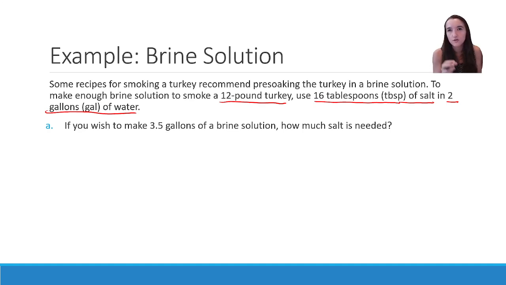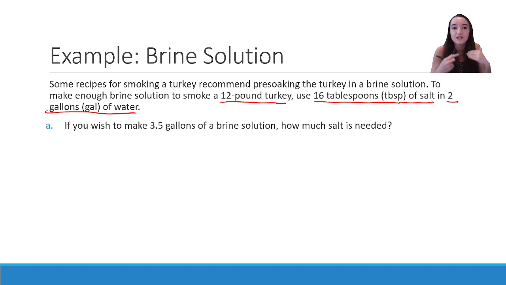going to be looking for this information about different units related to each other in some way within the same sort of object or something like that. So in this case, cooking a turkey, this turkey has these 3 facts about it. And then we scale that in some way. So if you wish to make 3.5 gallons of brine solution, how much salt is needed?